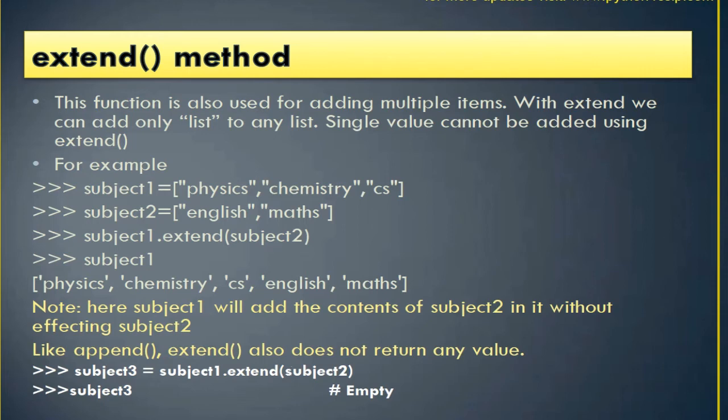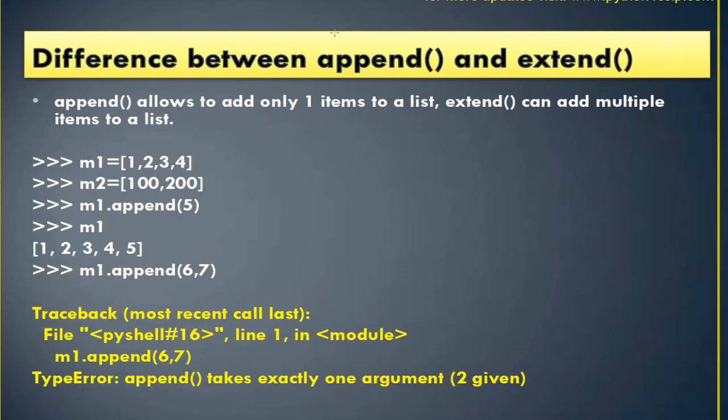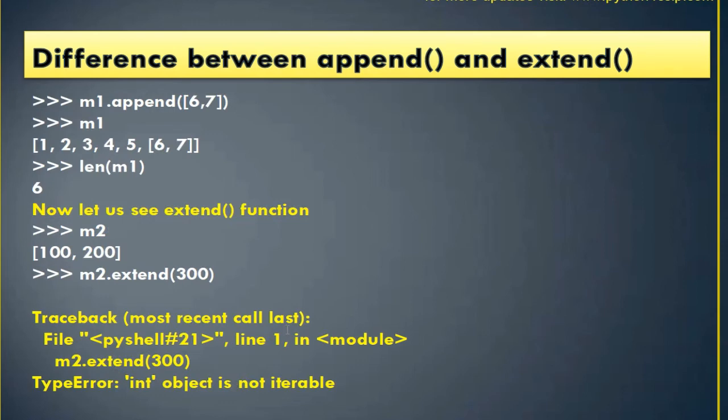Next is the difference between append and extend. Append allows you to add only one item to a list, while extend can add multiple items to a list. Like m1 = [1, 2, 3, 4], m2 = [100, 200]. When you do m1.append(5) and print m1, 1, 2, 3, 4 and 5 will be appended at the end. And m1.append(6, 7), you will get a traceback, most recent call last. Only one value can be appended, not more than one value. Okay, while in extend you can add more than one value.